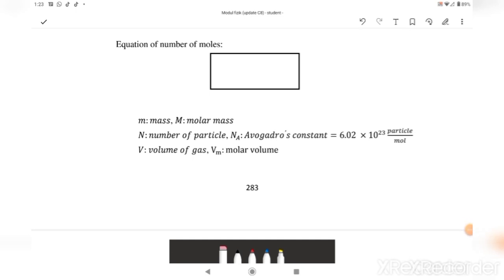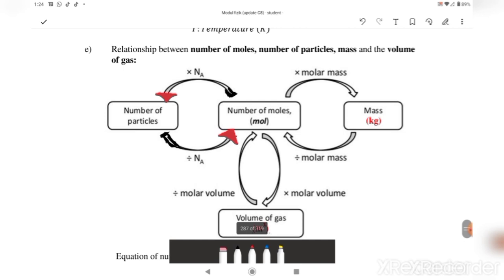Okay, this is the equation for the number of moles, represented by a small letter n. So n is equal to mass over molar mass, or n is also equal to number of particles or number of molecules over Avogadro number, or the number of moles can also be determined from volume over molar volume. The value for Avogadro number is 6.02 times 10 to the power of 23. So this is the relationship between the number of moles, the number of particles and mass.